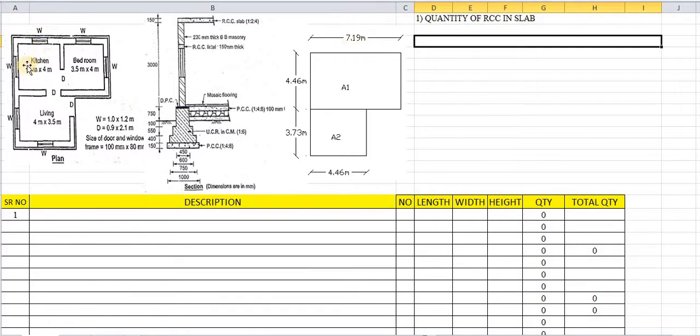Okay. So we have to lay down the RCC slab within the room and also on the brickworks. While laying down the RCC slab on this kitchen, the kitchen has a length. First we will find out the length side.